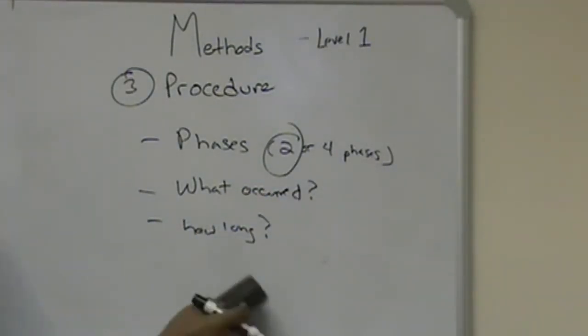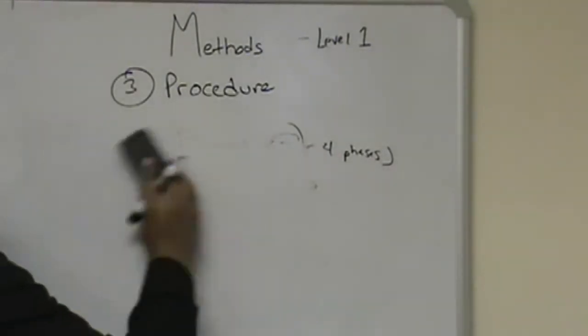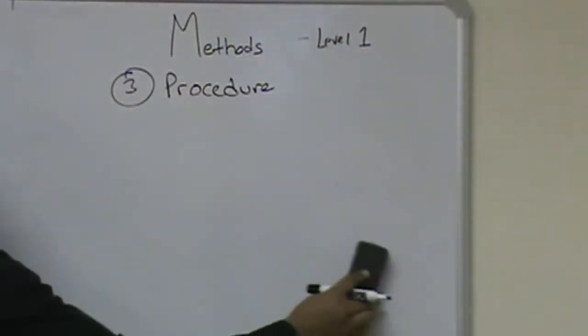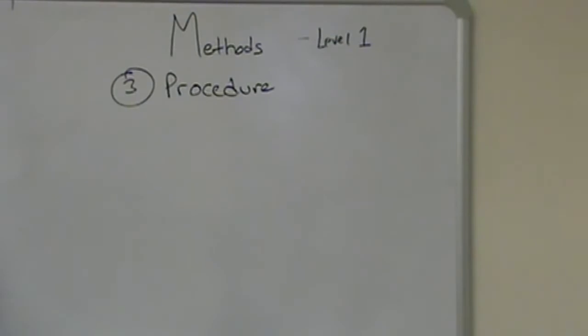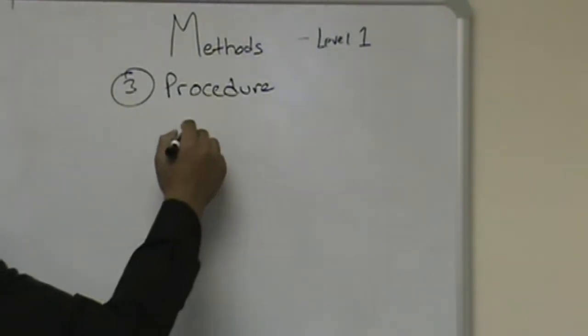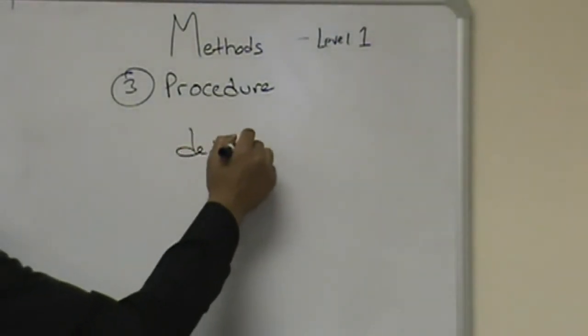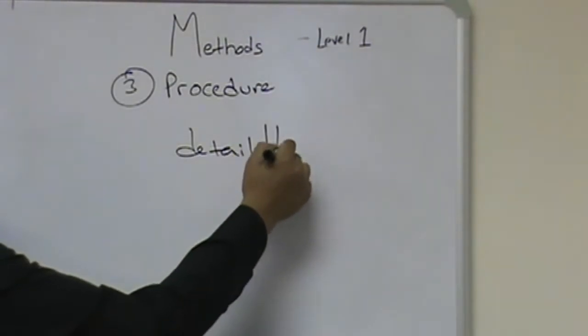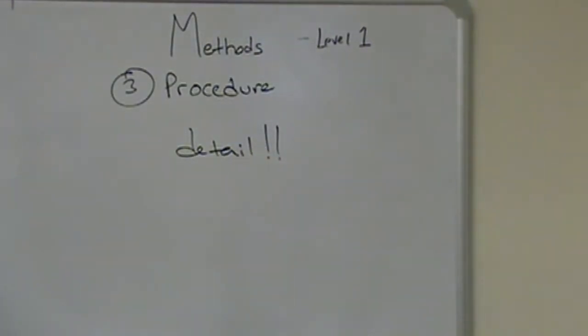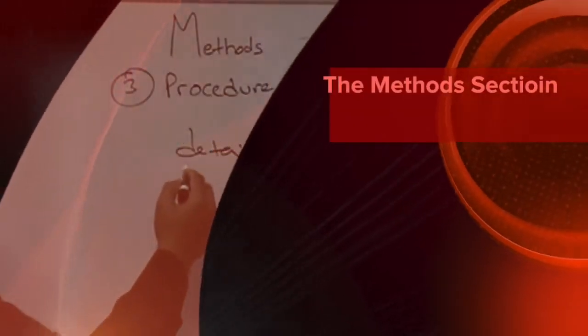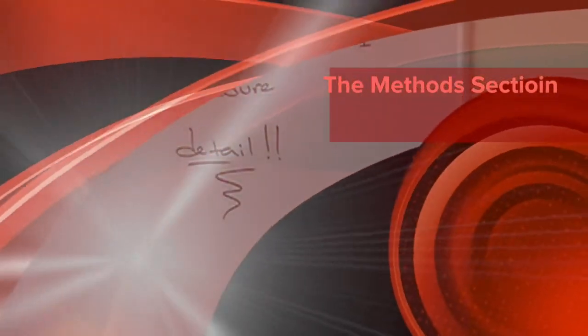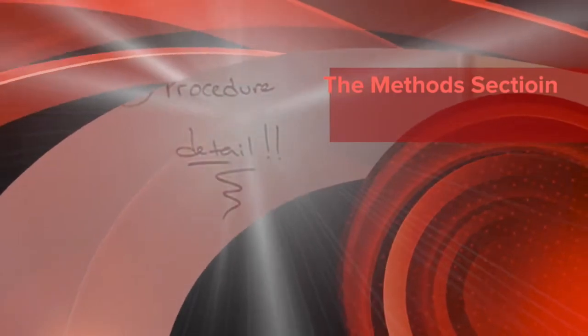So again, you want to make sure that this is your definitive how-to guide. You want to err on the side of providing too much detail as opposed to not enough detail. It's always easier to cut detail back rather than adding to it in the future. So provide lots and lots of detail.